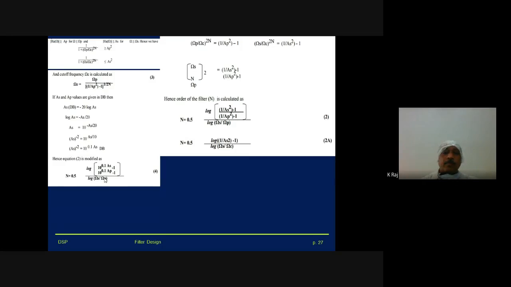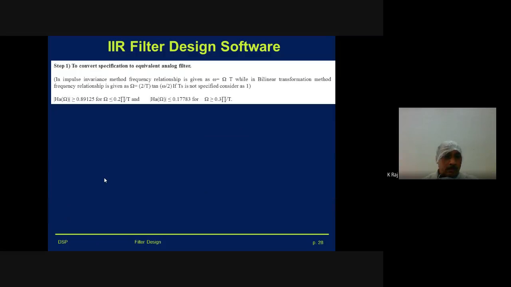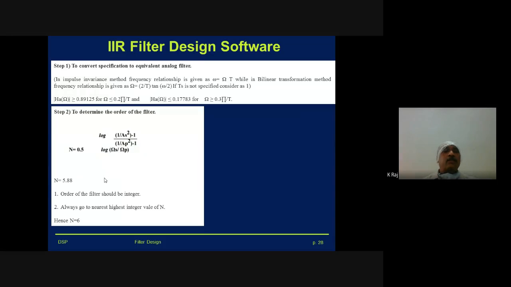Butterworth approximation. Now this formula will be used in order to compute the order of the filter only when we are using the Butterworth approximation. Similarly, if we are using the Chebyshev 1 or the Chebyshev 2 approximation, then accordingly we have to derive the order formula. By putting the values of Ap, As, omega p and omega s, we have calculated the value of n, and that value is 5.88. Since the order of the filter should be an integer, the next higher integer will be selected here, and in this particular case that is 6.